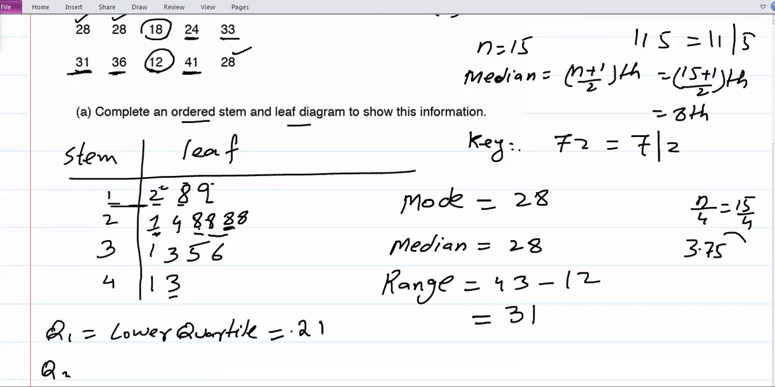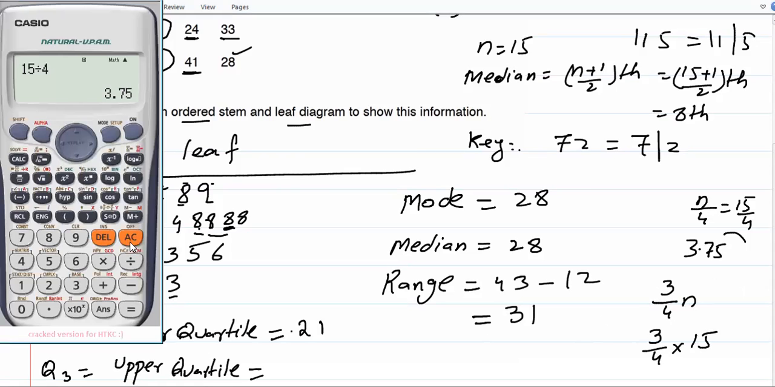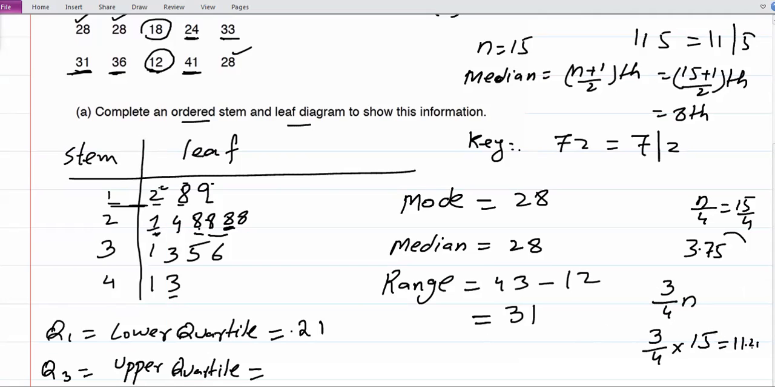Okay, Q3, upper quartile. Now, what is the upper quartile? It is 3/4 of the total number of values n. What is n? 15. Let's take 3/4 of n. It is 11.25, which is a decimal number. If it is a decimal number, then move to the next number, meaning the 12th.